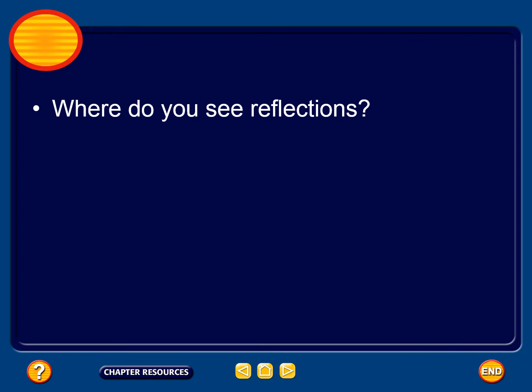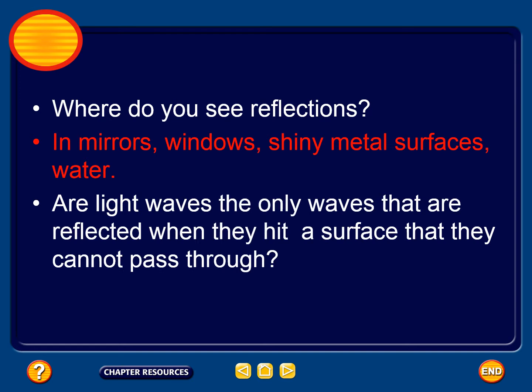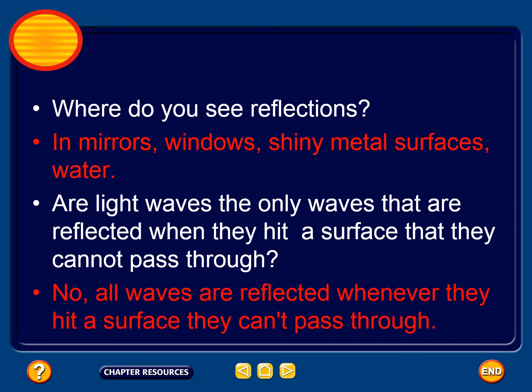So, where can you usually see reflections? You can see reflections in mirrors, windows, shiny metal surfaces, and water. Are light waves the only waves that are reflected when they hit a surface that they cannot pass through? No, all waves are reflected whenever they hit a surface they cannot pass through.